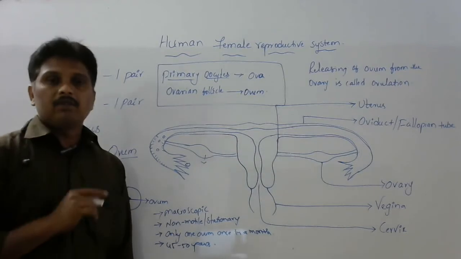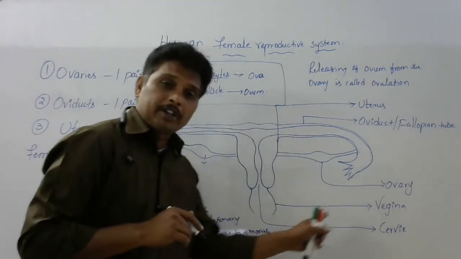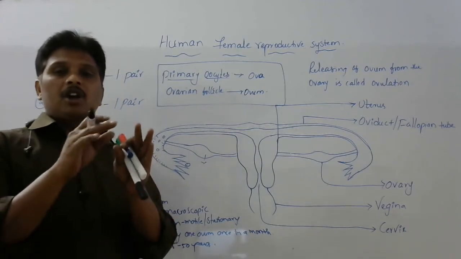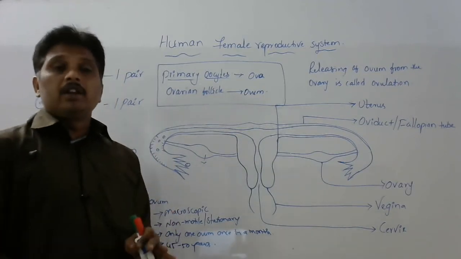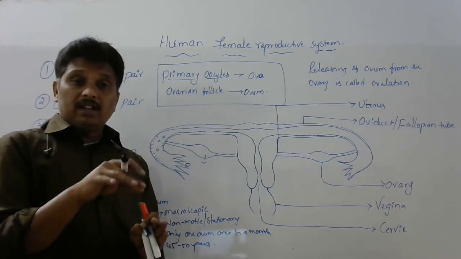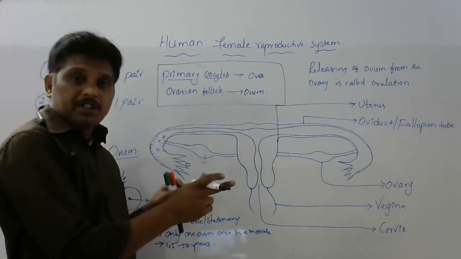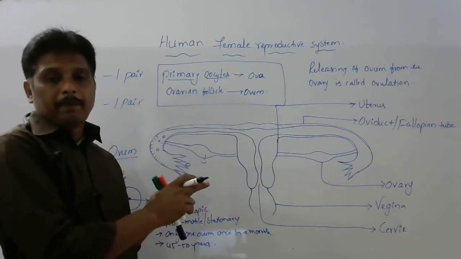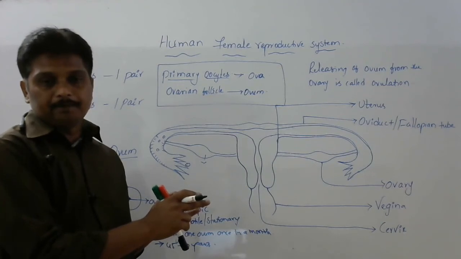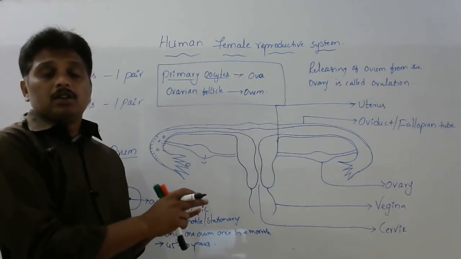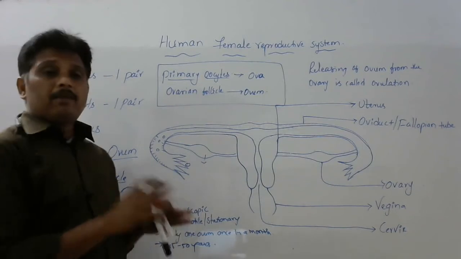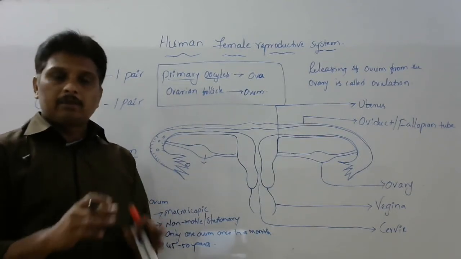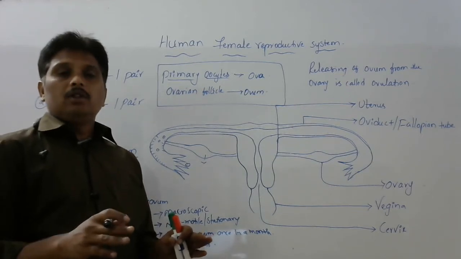The entire female reproductive system gets ready in anticipation of pregnancy. Means if pregnancy was there, whatever the conditions should be present, all those conditions are prepared by this female reproductive system. Suppose male and female gamete fusion takes place. Suppose what happens?